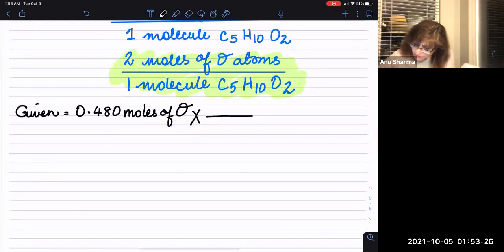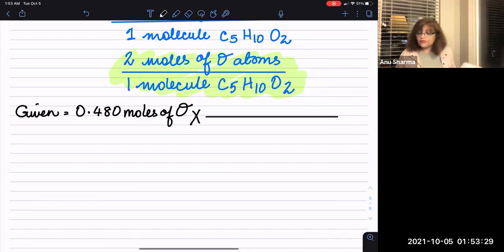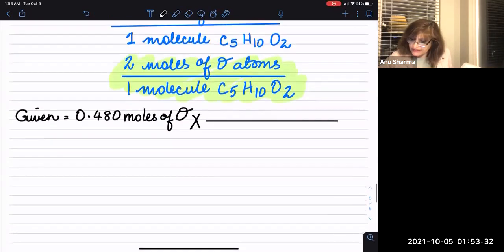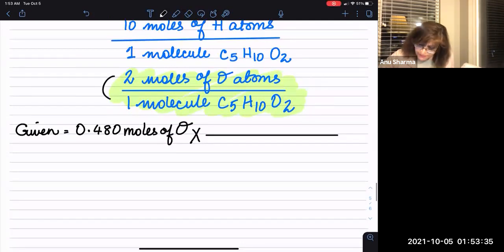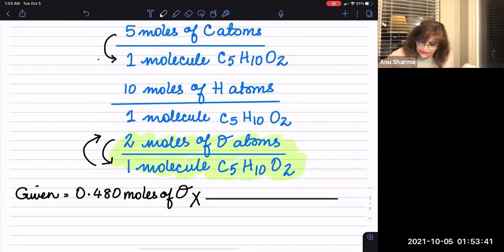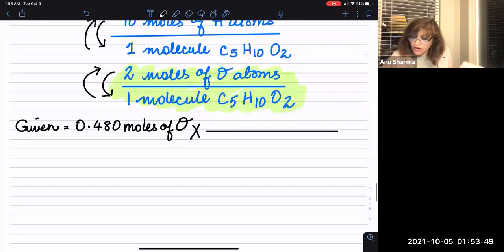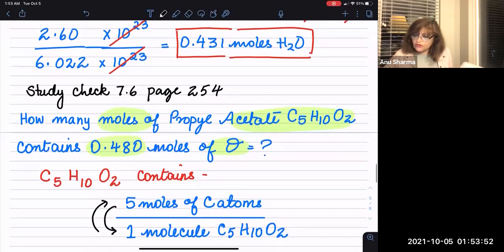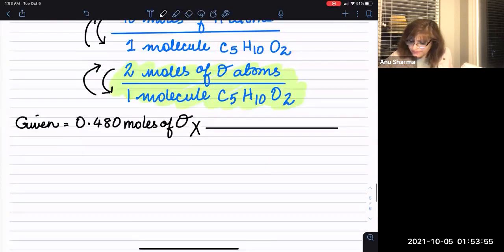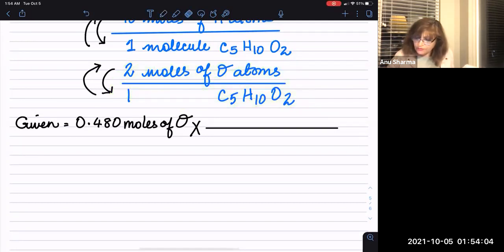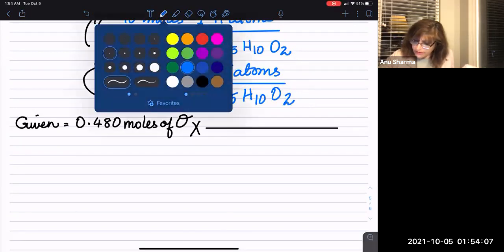So here you need to cancel out the moles of oxygen. So this can be flipped. In other words, all of them can be flipped depending on what you need. Remember that the one that is going in the bottom is the one that cancels out. So we need from this question how many moles of propyl acetate. So this means that actually it's one molecule. Instead of using one molecule, we now prefer to use mole.